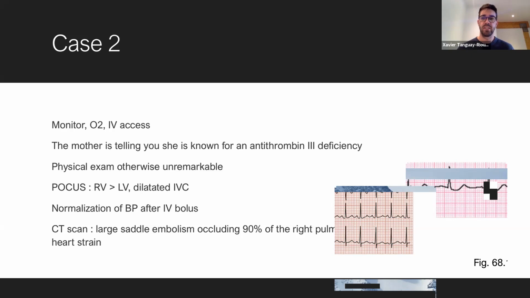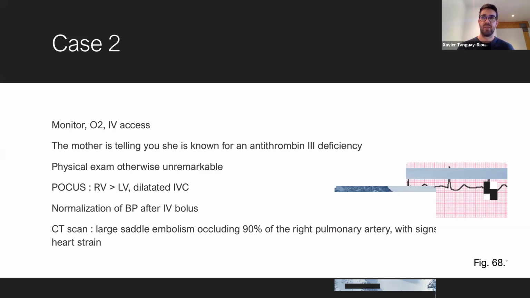What would you do with this patient? Anyone want to attempt an answer? Embolectomy versus thrombolysis. Yeah, very good. Because she had hemodynamic instability, and because it's a very large, very massive pulmonary embolism, this is certainly something that you would consider with your ICU consultant.